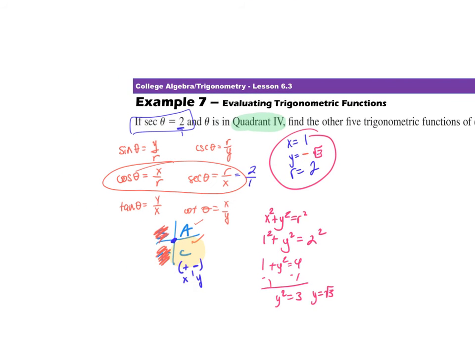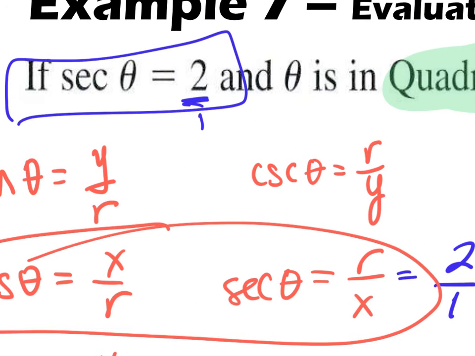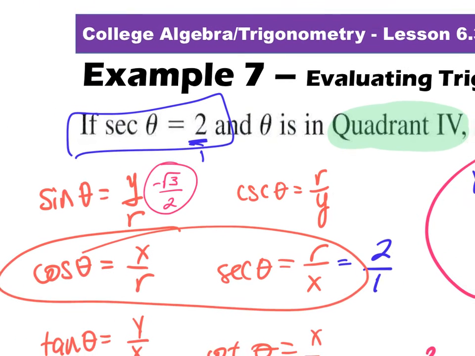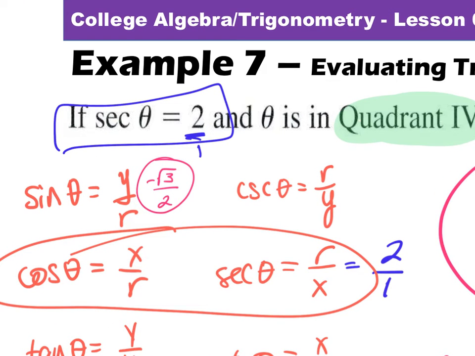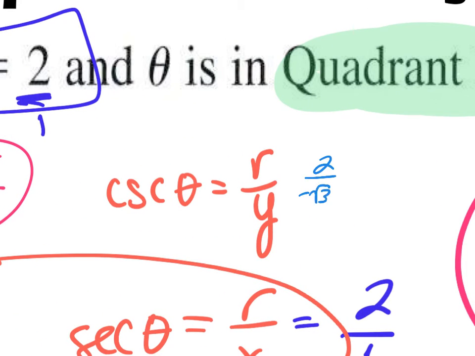So if I want to know the 5 other trig functions, right? The 5 other trig functions. Well, sine. Sine is what over what? It's y over r. So what's my y value? Negative square root of 3. What's my r value? Perfect. So if my sine is negative root 3 over 2, what's my cosecant going to be? 2 over negative root 3. Can I leave root 3 in the bottom? Rationalize. So it happens to be negative 2 root 3 over 3.